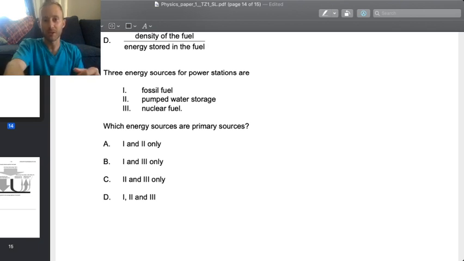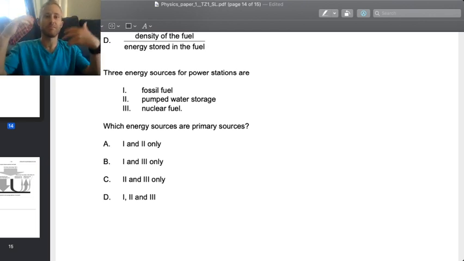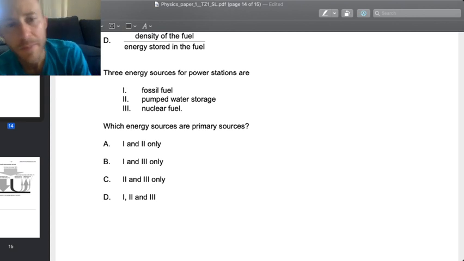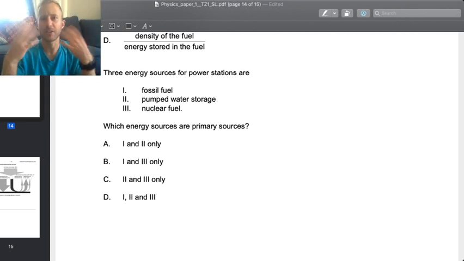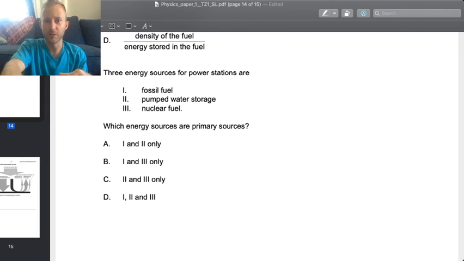Pumped water storage, I would say, probably is a primary source, because you're not processing the water. And then nuclear fuel, I also think would be a primary source because you're just taking uranium from the environment. So I would say the answer is 2 and 3, but I'm not sure about that. You guys can check. All right.